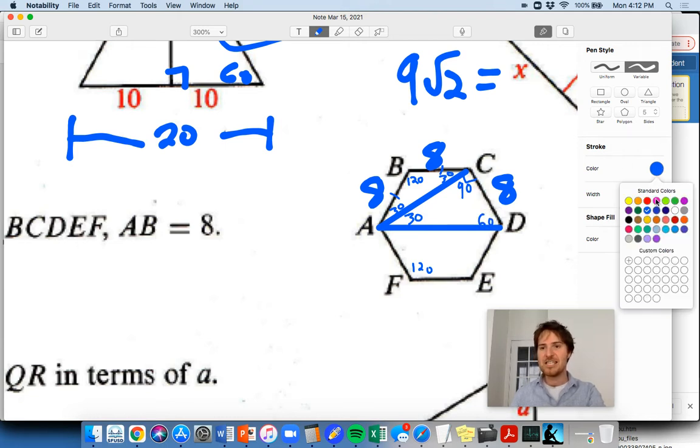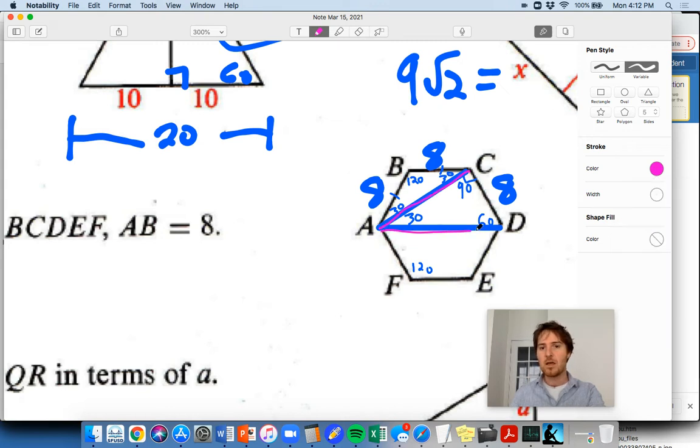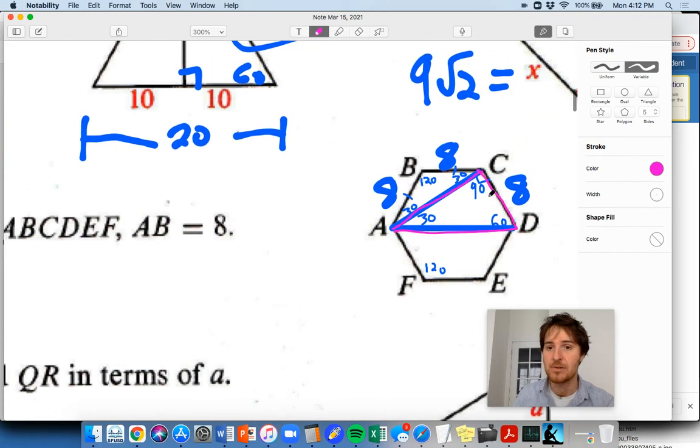What do we notice? Yes! Success. We end up with a pretty sweet 30, 60, 90-degree triangle. Wow, magic. But this shorter leg is 8. So we're being asked to find what AC is right here.